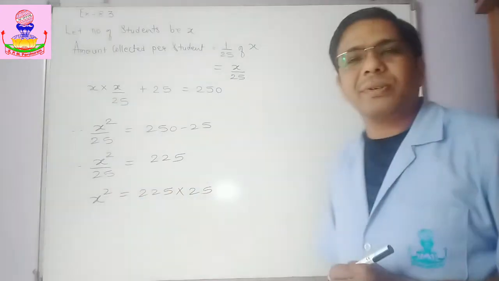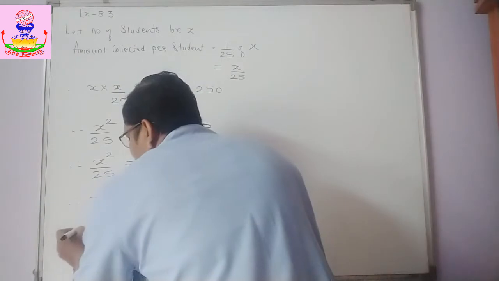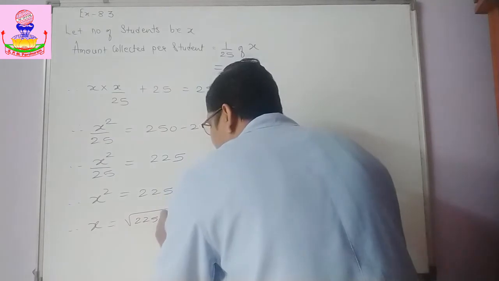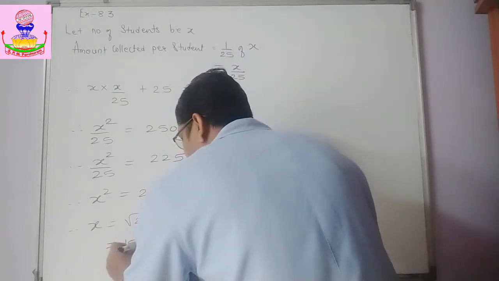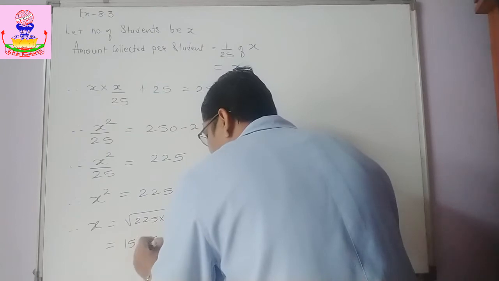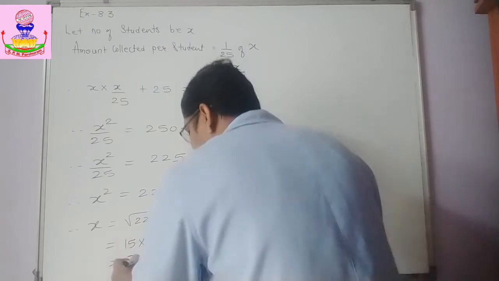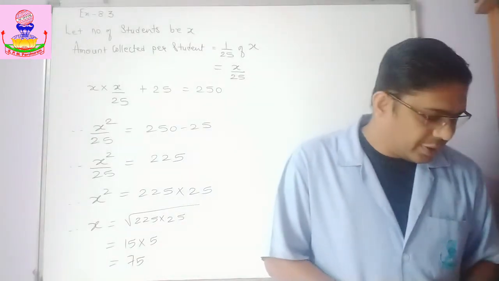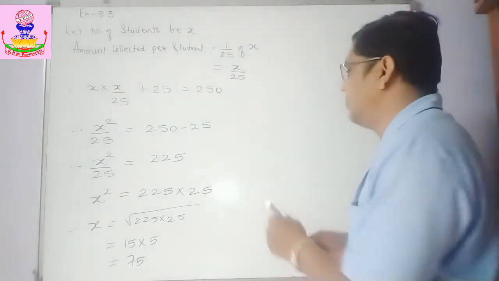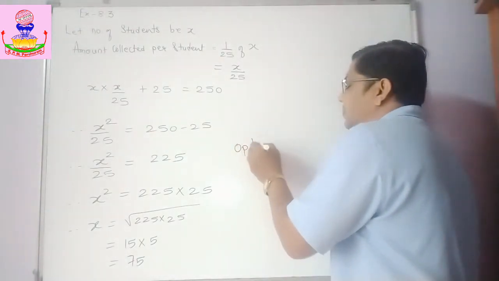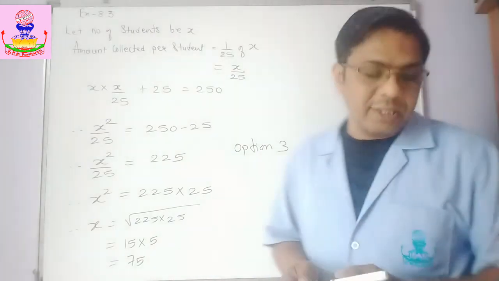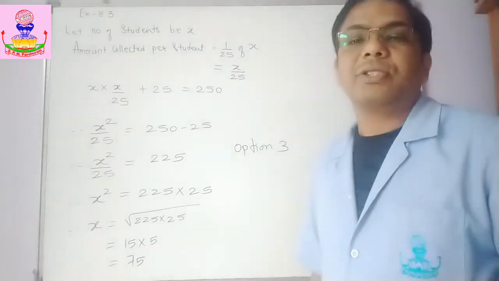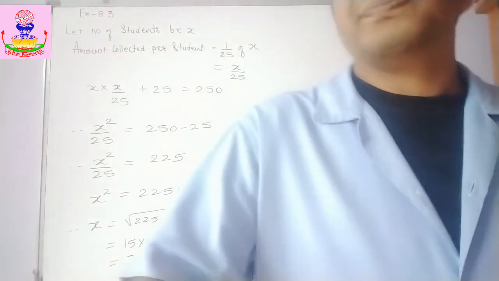Now don't multiply this, straight away find the square root. Opposite of square, square root. So x is equal to square root of 225 into 25. Now square root of 225 is 15 and square root of 25 is 5. So the answer is 75. So you got the value of x. What you are supposed to find? The number of students. So there are 75 students. So option 3 is the right answer. Now let's move to the next example.